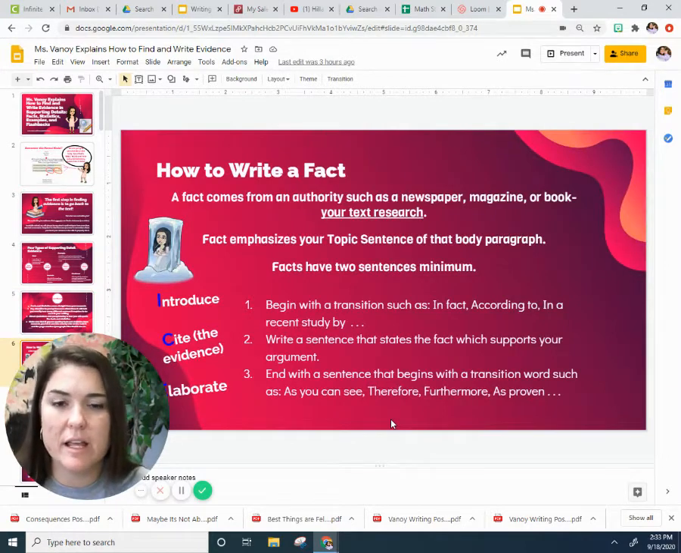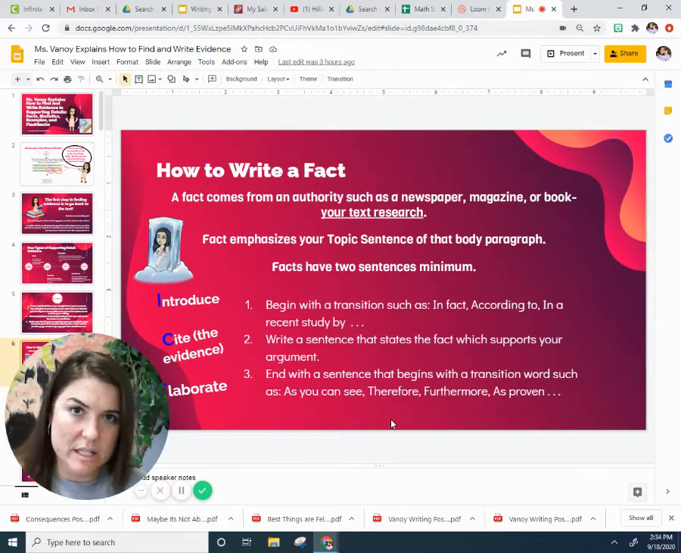Fact is the first thing. I've got the little ICE thing on the side just to keep reminding you and reinforcing how all our writing strategies do work together. You're going to find facts from an authority: a newspaper, a magazine, books, the text that you're told to research, encyclopedias, websites that have been vetted to be credible sources. The fact is going to emphasize your topic sentence. You'll see that with every type of supporting detail, it's got to emphasize the supporting sentences.